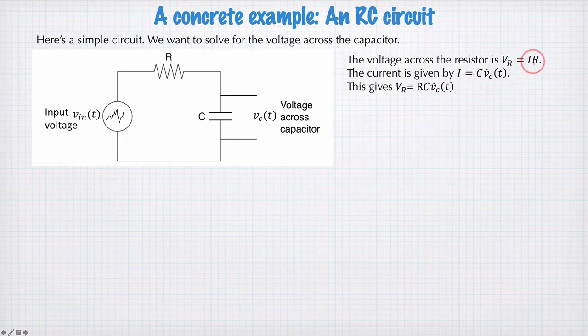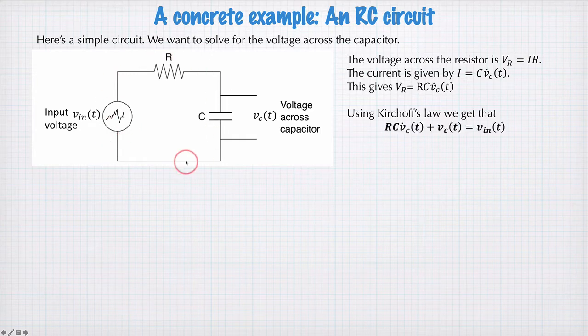And then if we use Kirchhoff's law to go all the way around the circuit, we know that the voltage across the capacitor and the voltage across the resistor added together must be equal to the input voltage. So now we have a differential equation for the voltage across the capacitor that depends on the input voltage. And this is the equation we want to solve.